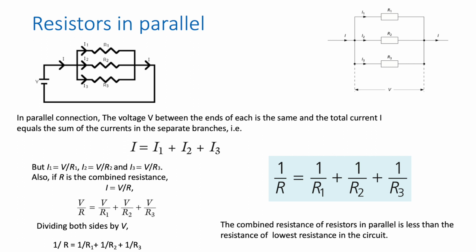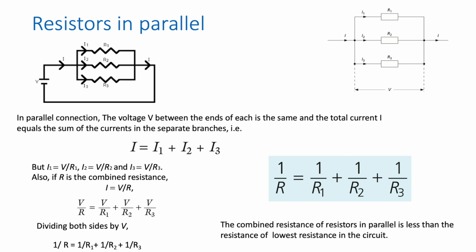Based on the difference in resistance value, there will be change in the current. So some number of electrons pass through R1 and there may be some electrons passing through R2 and some through R3. The number of electrons passing through each resistor depends upon the value of the resistance. Low resistance means more electrons will pass through that resistor. In parallel connection, the voltage V between the ends of each is the same and the total current I equals the sum of the currents in the separate branches. So we can write capital I equals I1 plus I2 plus I3.